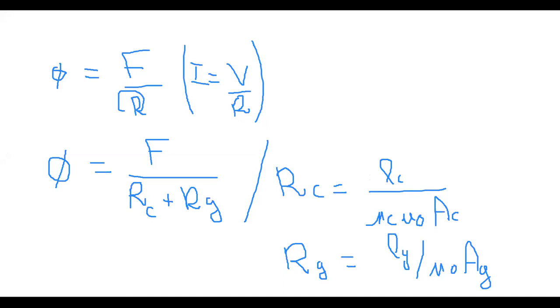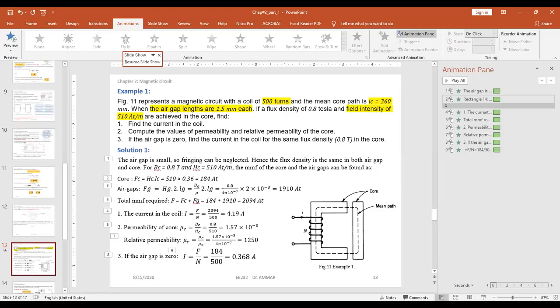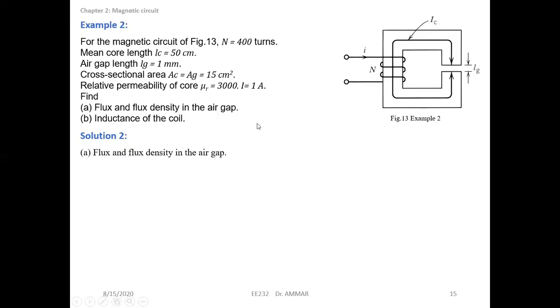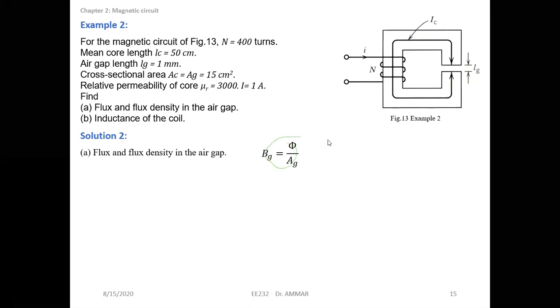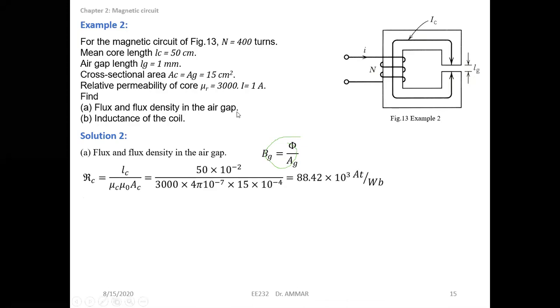Okay, so let's go back to the presentation. Okay, sorry, this one. So then we can find the density from the flux. When we determine the flux, we can determine the density from the flux. We have the expression that the flux density is equal to phi over AG. So this is the reluctance of the core, and this is the reluctance of the air gap.